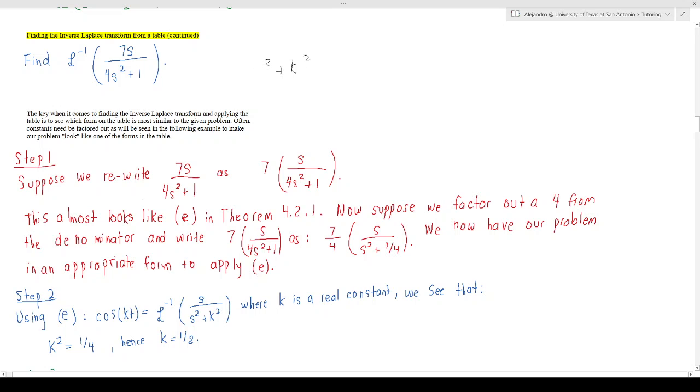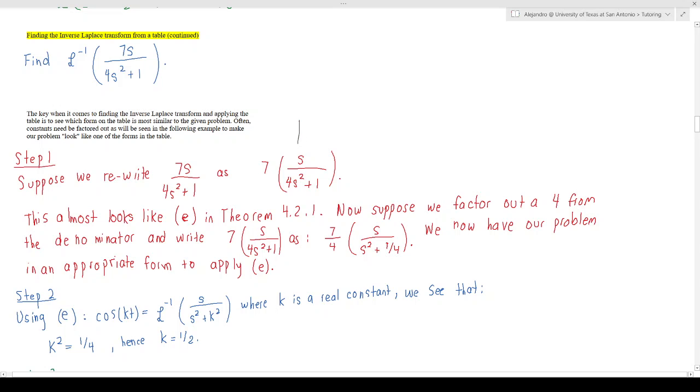So in fact, let's look at step 1. Suppose we rewrite this 7s over 4s squared plus 1 as 7 times s over 4s squared plus 1. So we're going to pull the 7 out here. This almost looks like the cosine transform, where we have the s over s squared plus k squared, right? Because now we know the constant's not going to interfere, because we can always move constants all the way out in the front, and we can take the Laplace or inverse Laplace transform of whatever we're multiplying by.